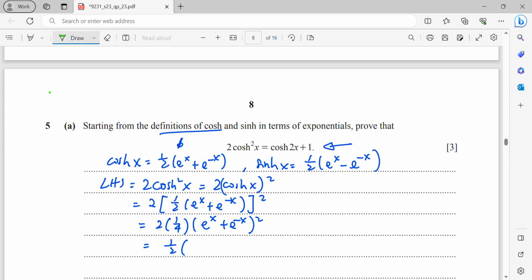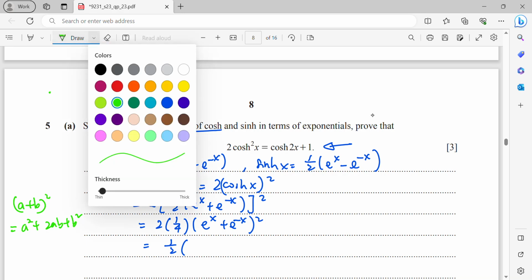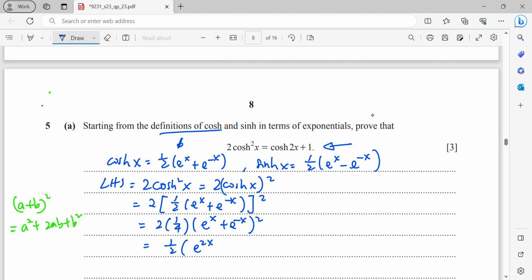So for the expansion, we use (a plus b) squared. It will be a squared plus 2ab plus b squared. This is the formula. Now I will get e^(2x) plus 2 times e^x times e^(-x). So now e^x times e^(-x), we have a formula which is e^a times e^b, so it will be e^(a plus b). Right? So this is e^(x minus x), which is e^0. e^0 is 1. So I will just get 2 then. Then plus e^(-2x).